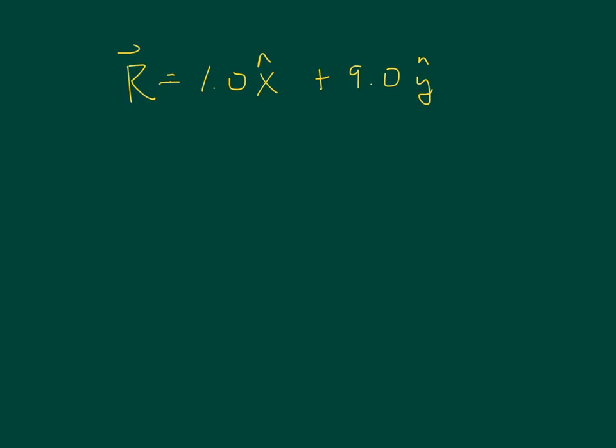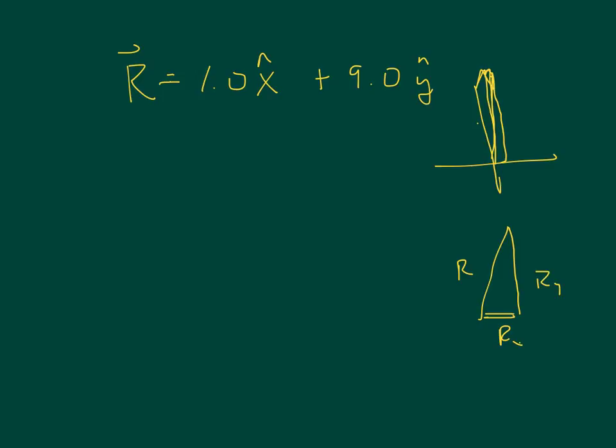If we want to find the magnitude of R, keep in mind that if we go back, R looks something like this. The magnitude of R is the length of this vector right here, of R itself. And so if we had a triangle in which this was R, and this was its x component, and this was its y component, this is Rx and Ry, not equal to Ax or Bx or Ay, By, this is a new vector, R. It has its own components, and they are 1 in the x direction and 9 in the y.